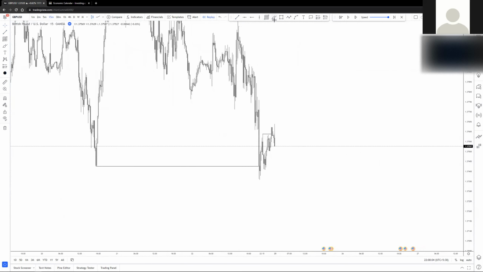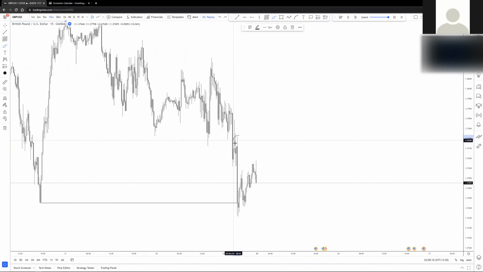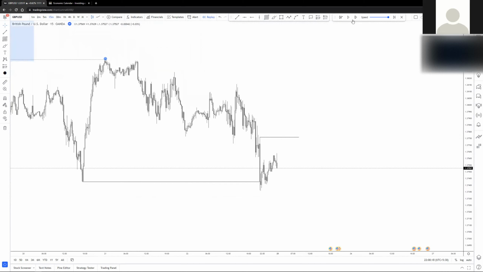No, because this never created a lower low. Okay, but look at this high, this swing high. It created this low. So now we'll have to wait until that gets taken out. Okay, so let's wait.